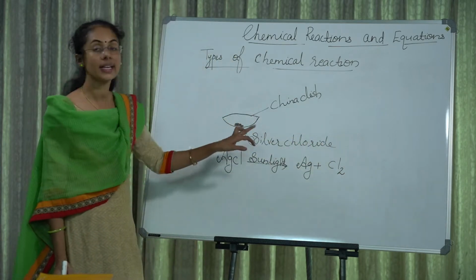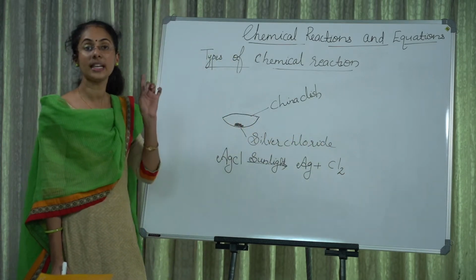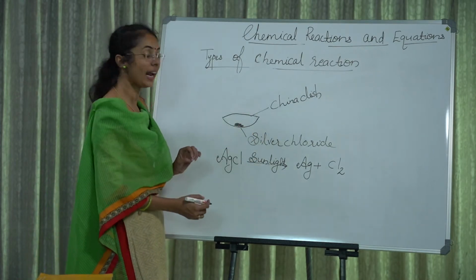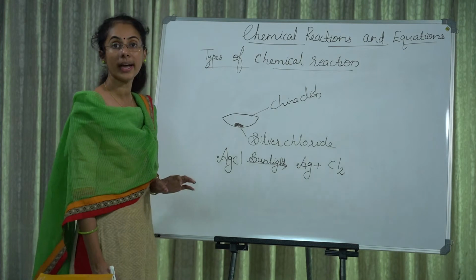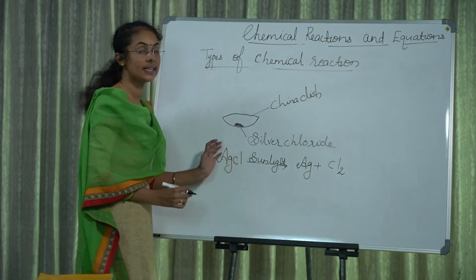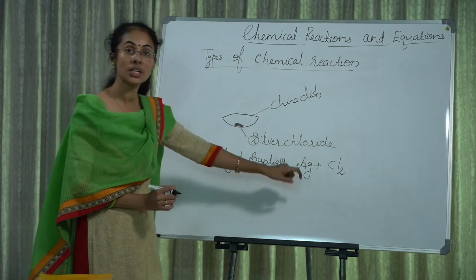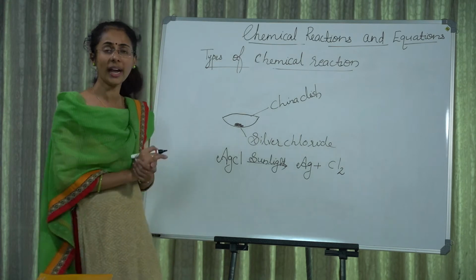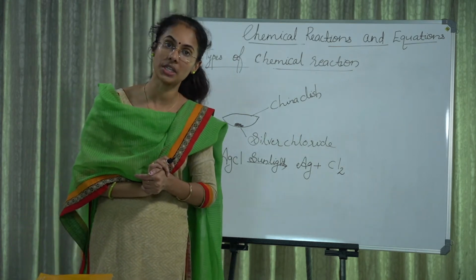What is the color of that silver chloride? Silver chloride is in white color. Then the product is in grey color. What is the color of the product? The product is in grey color. So silver chloride, which is white, converts into grey color. This is also an example of a decomposition reaction.